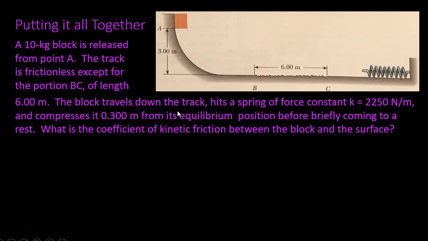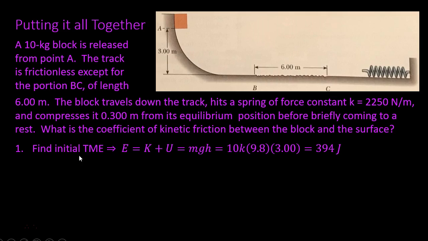The question for us is, what is the coefficient of friction for the surface from point B to point C? First, we want to find the initial total mechanical energy at this position up here, position A. And we know from our total mechanical energy equation, it's kinetic plus potential. However, it's not moving and the spring's not compressed, so we only have gravitational potential. At the top of the ramp, the block's total mechanical energy is 394 joules.